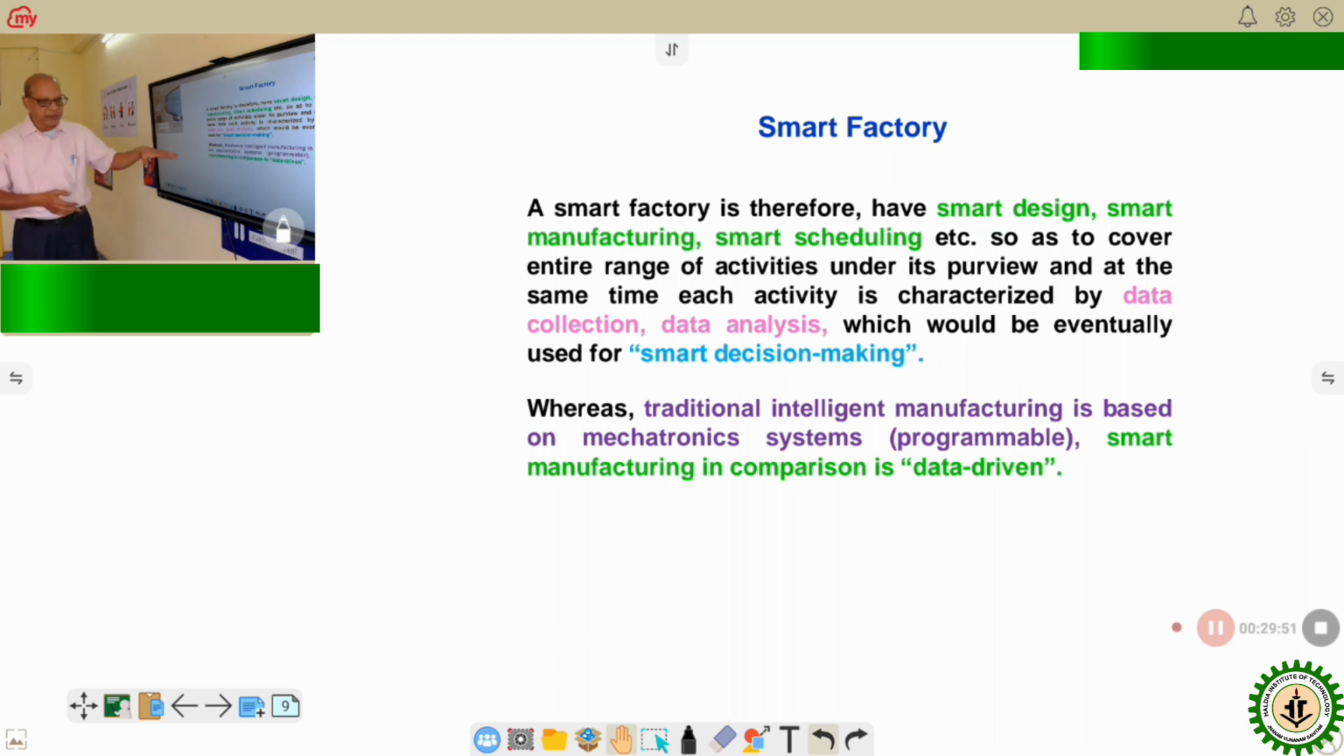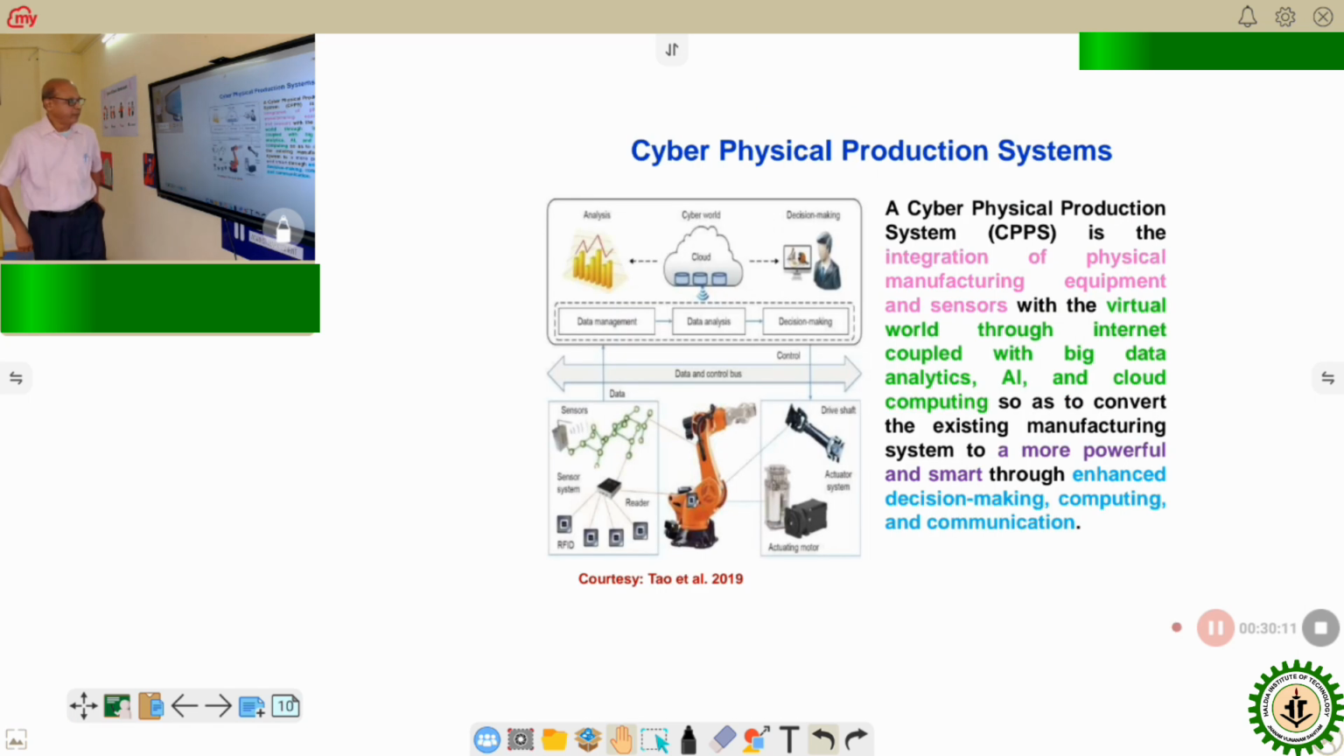But what is prominent to distinguish smart manufacturing from the traditional intelligent one is that here it is data driven and of course in real time. So these certain differences exist between the earlier intelligent manufacturing and the present generation smart manufacturing, which is exclusively real time data driven. So this is a scheme of cyber physical production system. It is basically, as I told, integration of physical manufacturing equipment and sensors with the virtual world through internet, coupled with big data analytics, AI and cloud computing, so as to convert the existing manufacturing system to a more powerful and smart one through enhanced decision making, computing and communication.